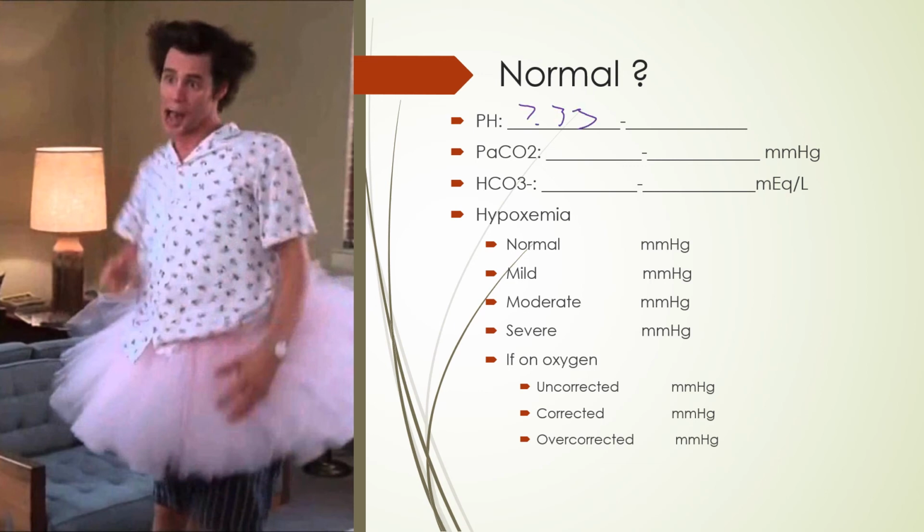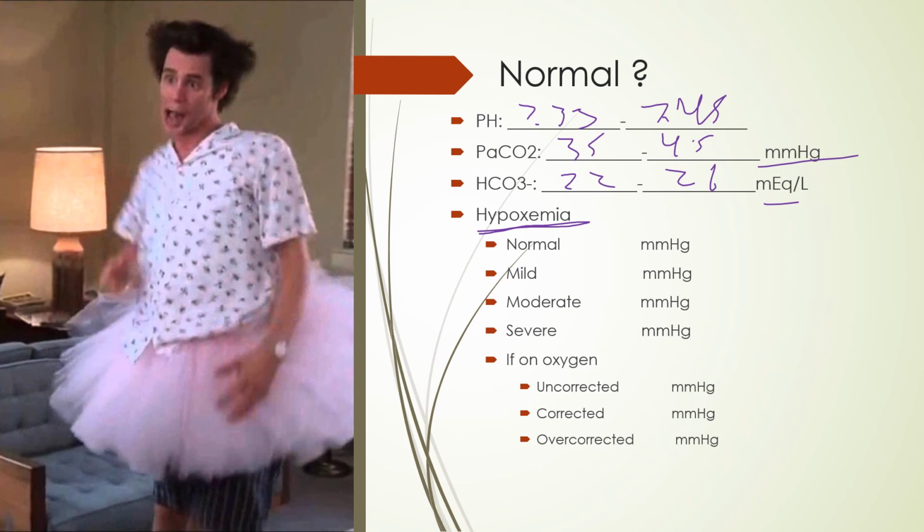7.35 to 7.45. CO2 level, 35 to 45 millimeters of mercury. Bicarb, 22 to 26 milliequivalents per liter. You do need to know your hypoxemia levels, and I have this as a document in Blackboard as well.